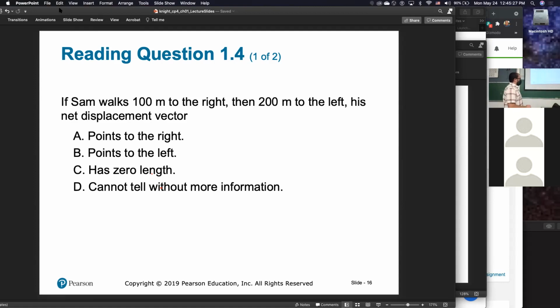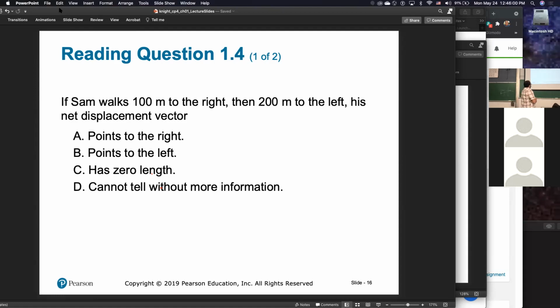So here's our question. Sam walks 100 meters to the right. So he goes 100 meters that way, and then from there he walks 200 meters back the other way. What is his final position? In this problem, we're asking what his net displacement vector is. We want to know which way it is pointing, so we're just asking about the direction.